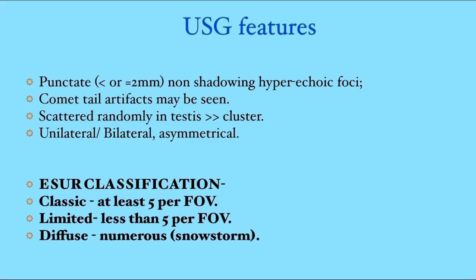Now coming to the USG features. So on USG, since we know these are microliths, these will be less than or equal to 2 to 3 mm, and these will be non-shadowing hyperechoic foci.